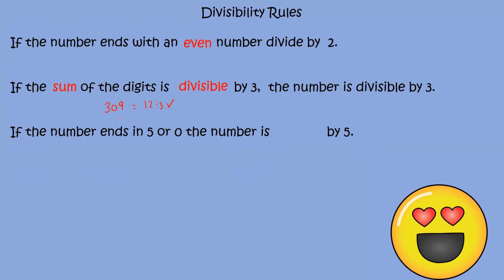Also, if the number ends in 5 or 0, the number is divisible by 5. So if it has a 5 or a 0 at the end, then we know 5 is a factor. All of these are ways to check if a number is divisible by another number. I also have the whole set of numbers on my wall in my room, but these are just 3 of the common ones, 2, 3, and 5.